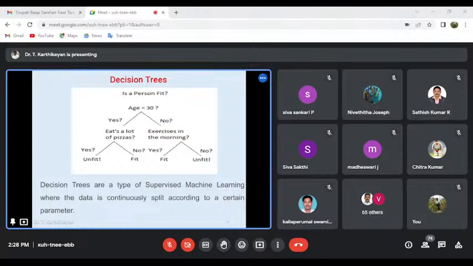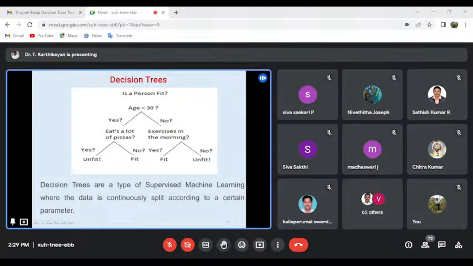If it is yes, then is he also eating a lot of pizzas? If that is also yes, then the person is unfit. If it is no, then he or she is fit. In the other case, if the person is more than 30 years of age, then is he doing exercise in the morning? Yes, then he is fit. Otherwise, he is unfit. So this type of analysis can be done by using machine learning algorithms.